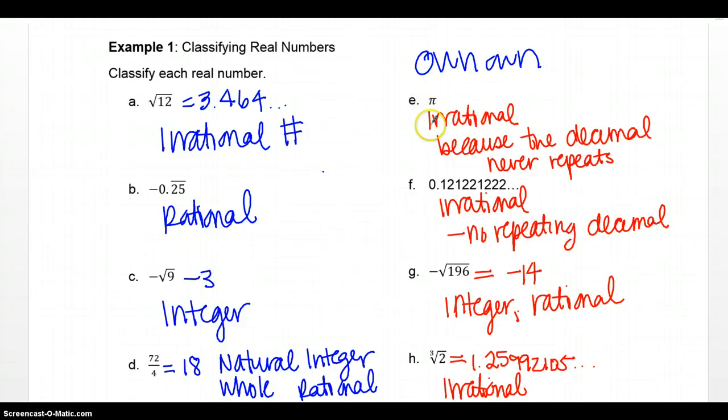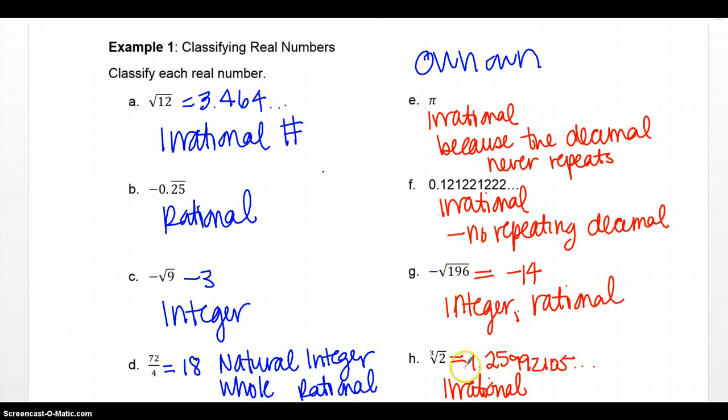All right, pi, if you put it in your calculator, it's 3.14159 and so on, so this would be an irrational number because the decimal never repeats. F is also irrational because although it kind of looks like this decimal may repeat, it's 1, 2, then 1, 2, 2, then 1, 2, 2, 2. Okay, so this is not a repeating decimal, which makes it irrational.